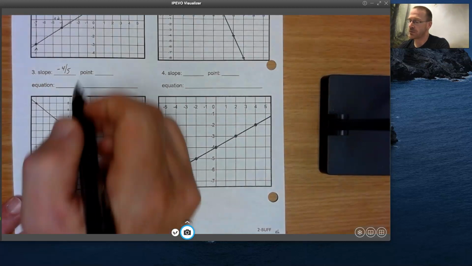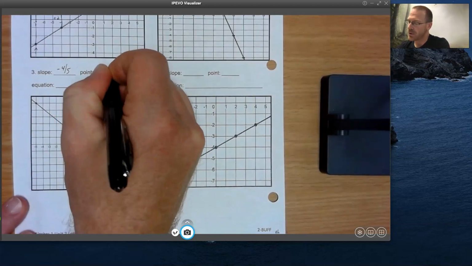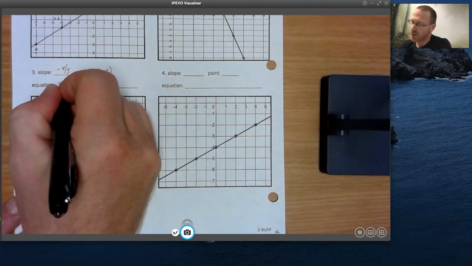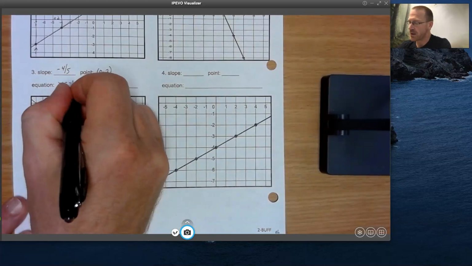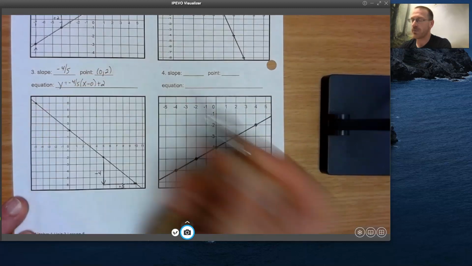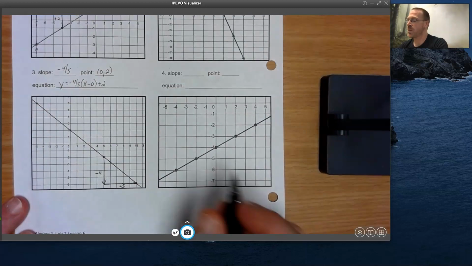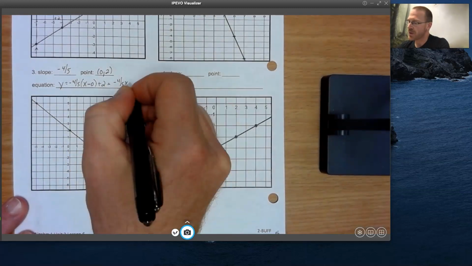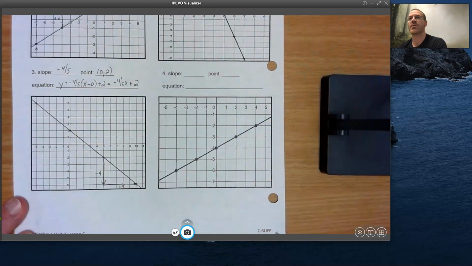Now I'm going to pick this point right here, 0, 2. Once again, you can pick any of these points. I picked this one just to show you. So I have y equals -4/5, x minus 0 plus 2. You could leave it like that if you want, or if you want to simplify that and just write it as y equals -4/5 x plus 2, that would be wonderful as well.